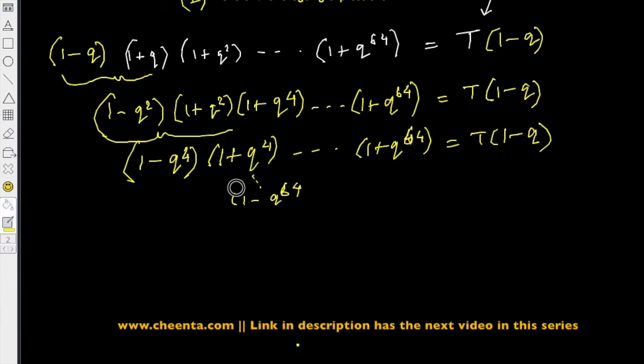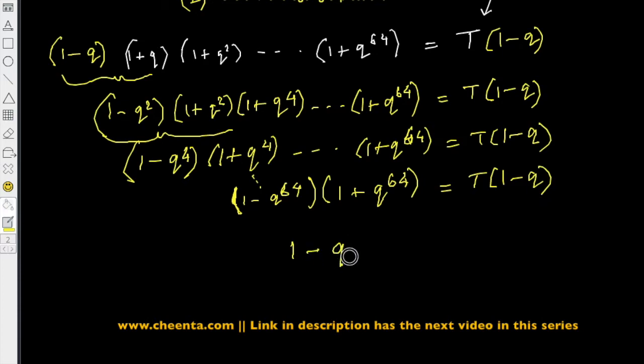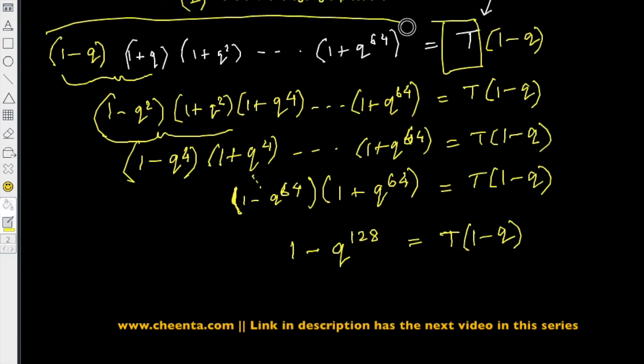1 minus q to the power 64 times 1 plus q to the power 64 equal to t times 1 minus q. So we will have 1 minus q to the power 128 equals t times 1 minus q. So remember, our goal was to find out t, which was equal to this expression. This is a standard problem solving strategy. Whatever you want to find out, set it equal to a variable or a symbol and do the processing, and at the end of the processing make sure that you have that symbol alone at one side of the equation.